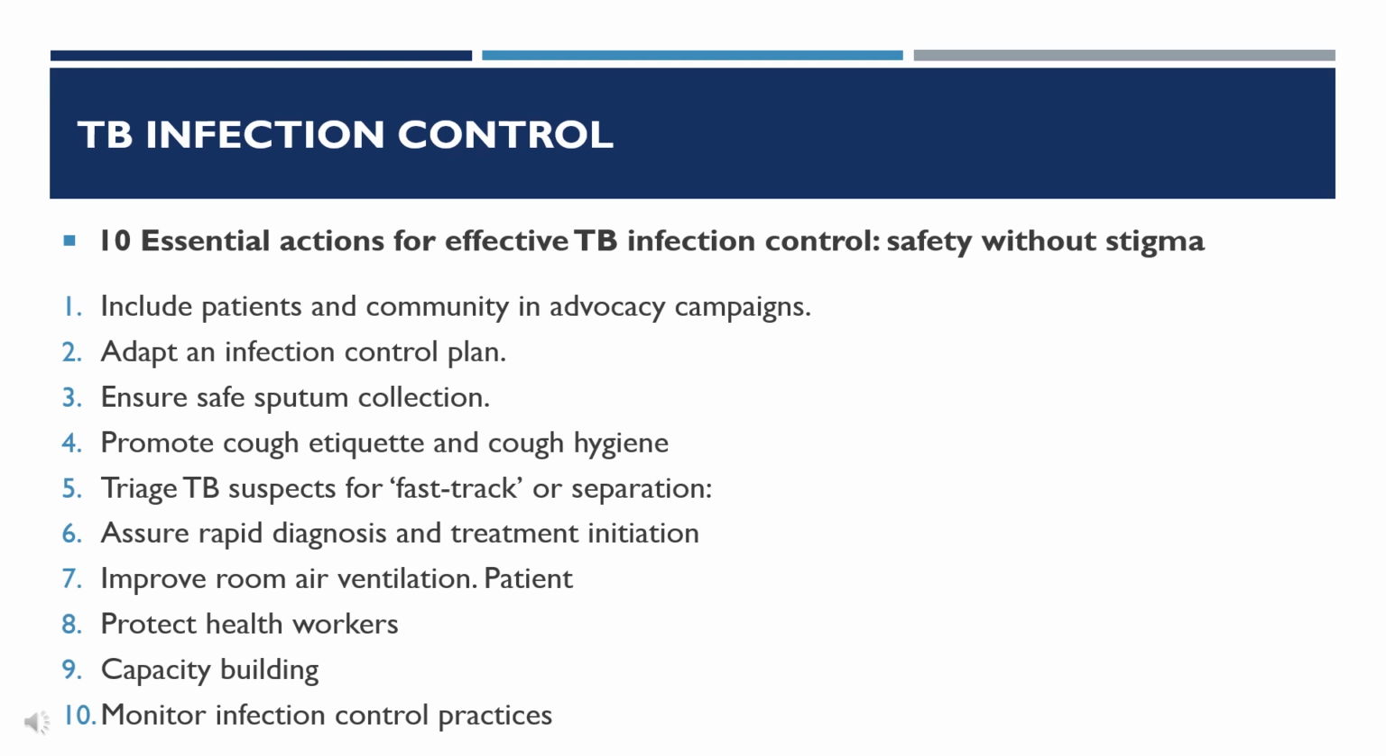TB infection control is essential. There are 10 steps which are required for safety without stigma. That includes engaging patients and the community in advocacy campaigns. Adopt an infection control plan. Ensure that there is safe sputum collection. Promote cough etiquette and cough hygiene. Fast-track TB suspects. Assure that there is rapid diagnosis and treatment initiation. Improve room air ventilation. Protect healthcare workers, capacity building, and monitoring of the infection control practices.